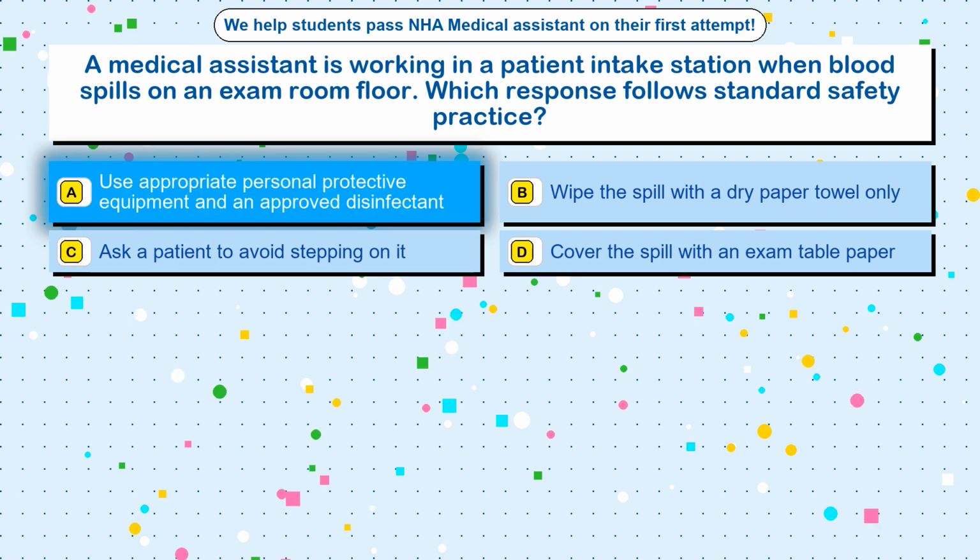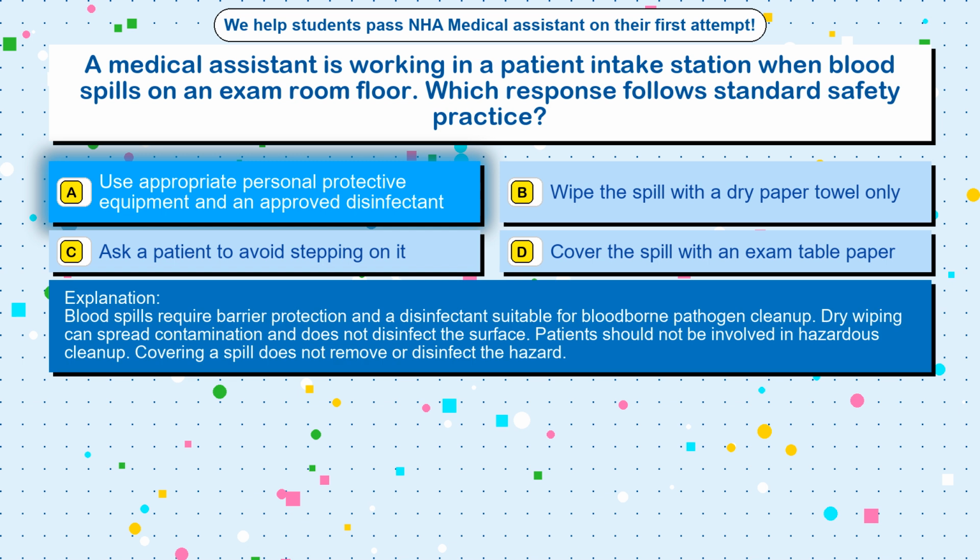The correct answer is option A. Use appropriate personal protective equipment and an approved disinfectant. Blood spills require barrier protection and a disinfectant suitable for bloodborne pathogen cleanup. Dry wiping can spread contamination and does not disinfect the surface. Patients should not be involved in hazardous cleanup. Covering a spill does not remove or disinfect the hazard.